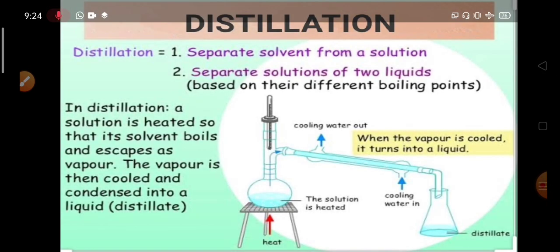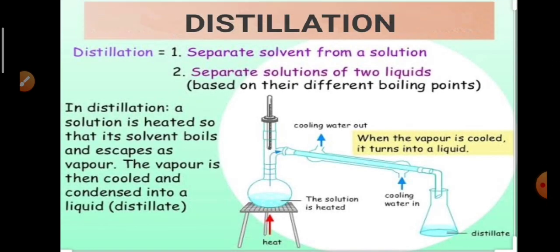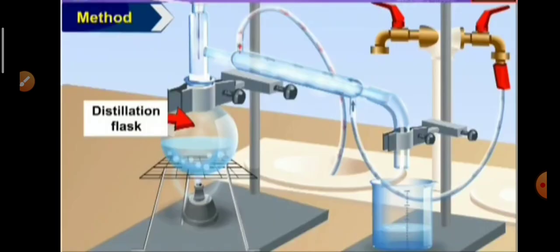The next method of separation is distillation. In this method, we can separate a solvent from a solution. We can also separate solutions of two liquids based on their different boiling points. In distillation, a solution is heated so that its solvent boils and escapes as vapor. The vapor is then cooled and condensed into a liquid called the distillate. So we can see the method here.